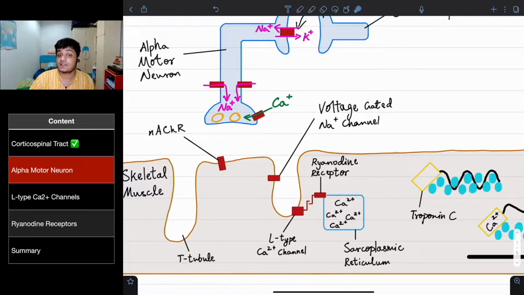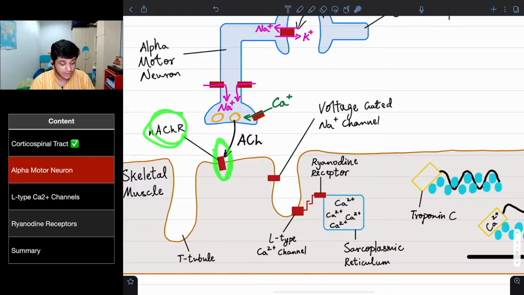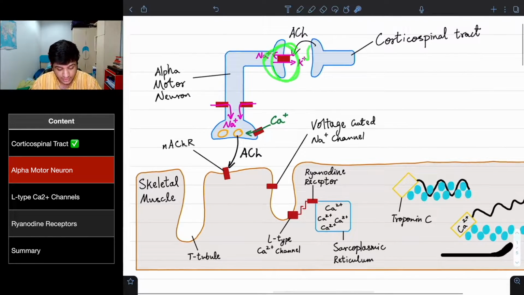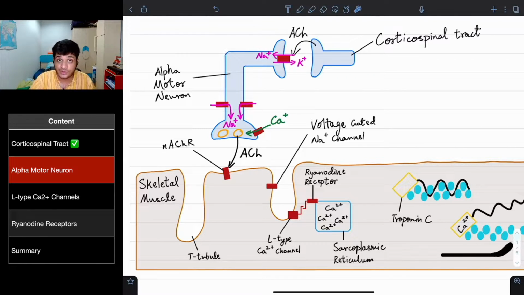These acetylcholine, or ACh, bind to the nicotinic ACh receptor, that is the nAChR. So let's just draw that. These acetylcholine molecules bind to the nicotinic ACh receptors, and this is almost the same as the ones that are here. It causes an influx of sodium ions and efflux of potassium ions.